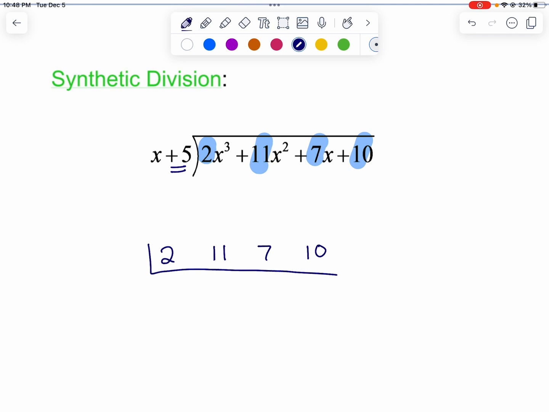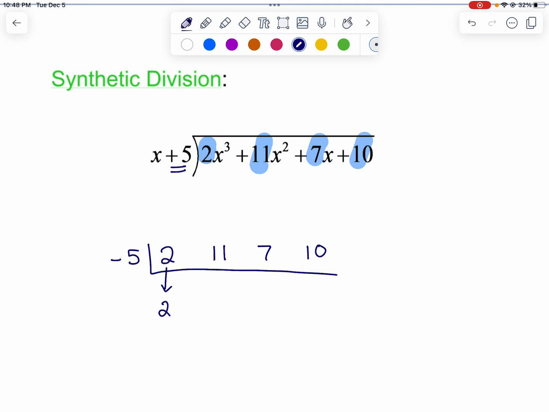So if the divisor has an x plus 5, I'm going to put a minus 5 so that my subtraction is already built in. Now, the first thing you're always going to do for these is bring down the first term directly. So you're going to bring down the 2, and that is going to be the first number in your line of coefficients.